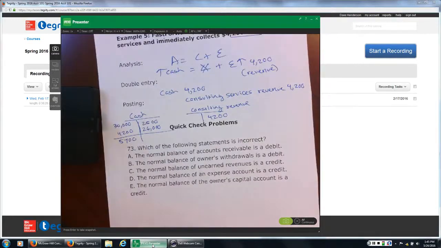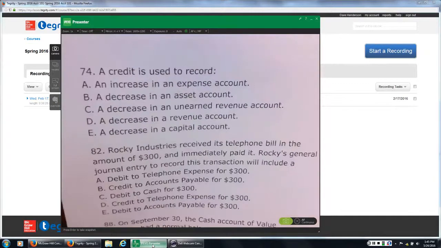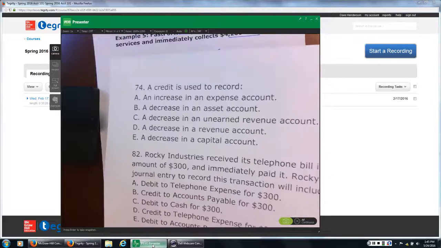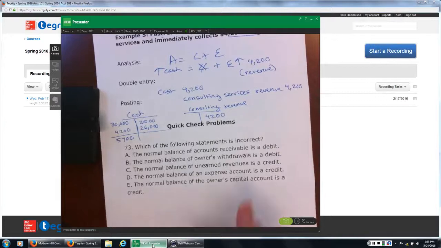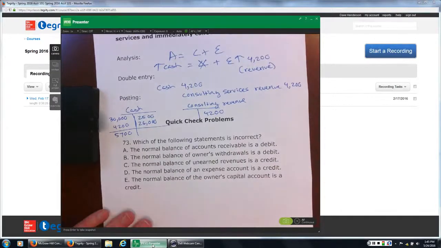Alright, so go ahead and try to do these quick check problems, and then we'll come back and check it. If you go ahead and try this on page 31, 32, 74, all the way up through number 92, and then we'll talk about the trial balance, and then we'll do some extra problems as well. Alright, so welcome back. Let's see how you did.